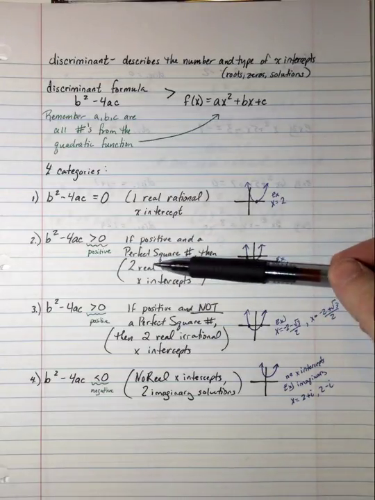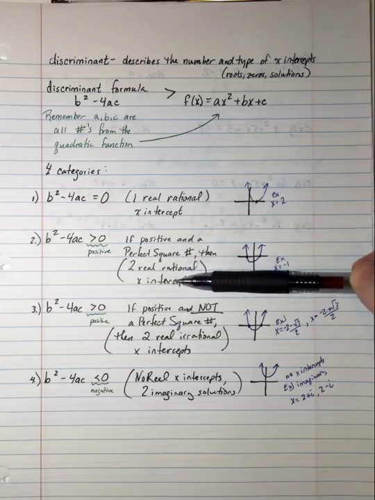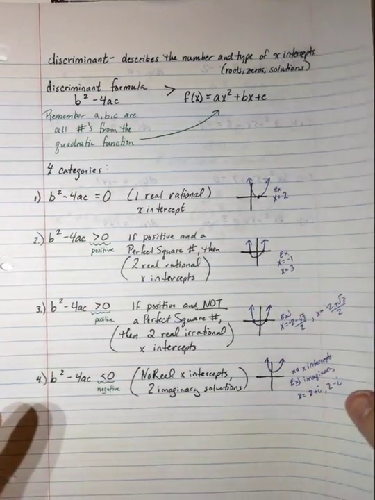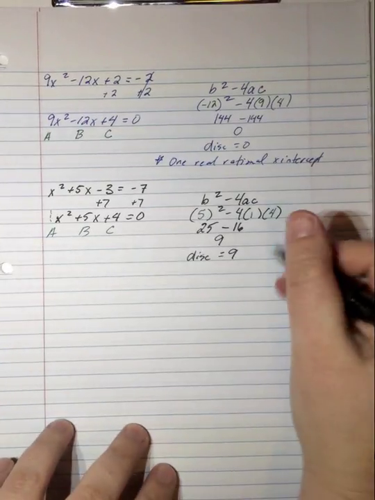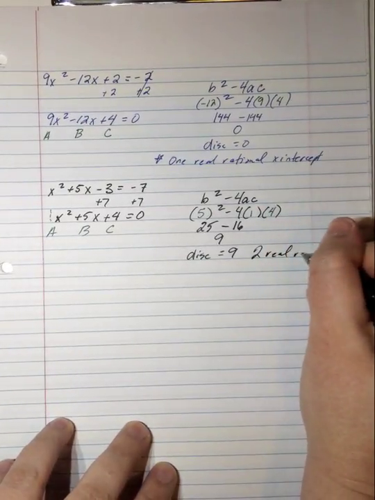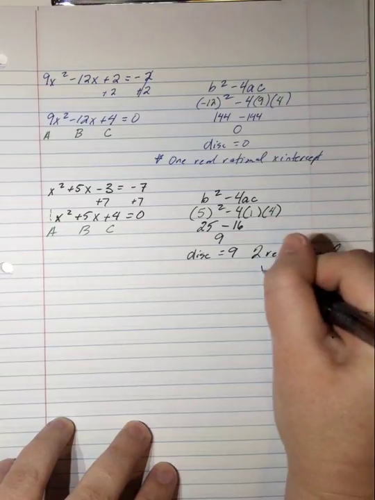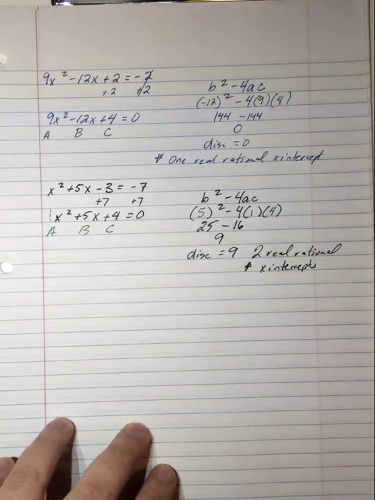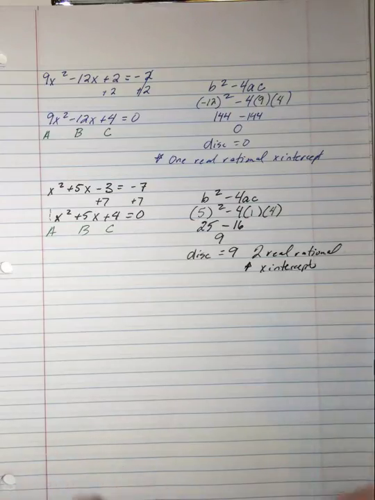So you're going to have two real rational x-intercepts. So you're going to touch the graph 2 times at 2 very pretty nice locations. So you would write that down. 2 real rational x-intercepts. And that's your description right there. Okay, let's do another one.